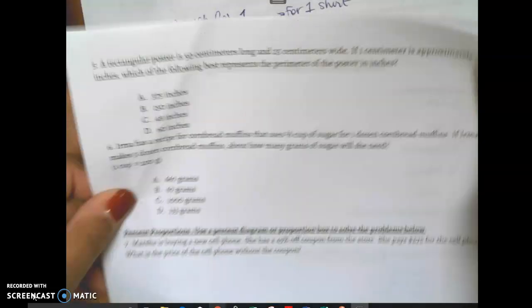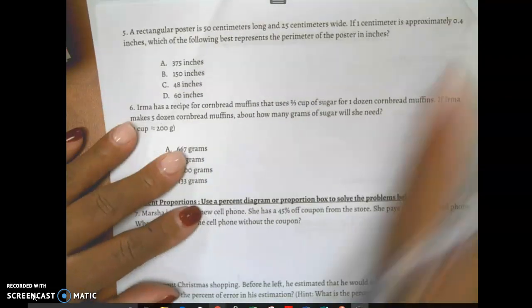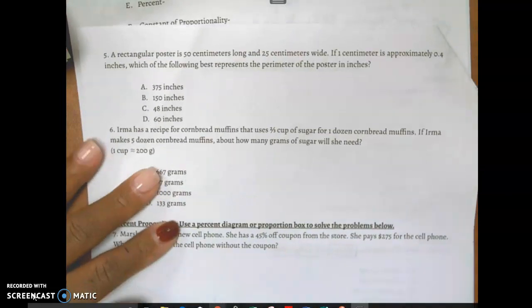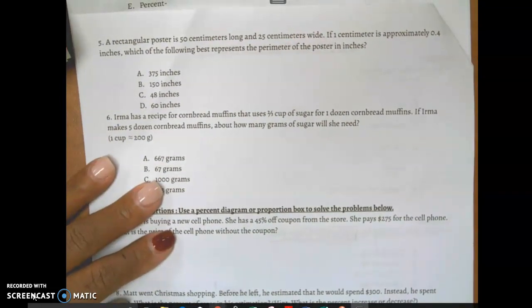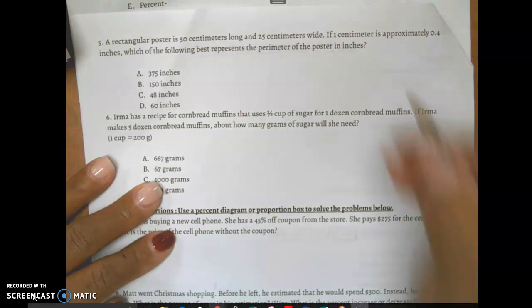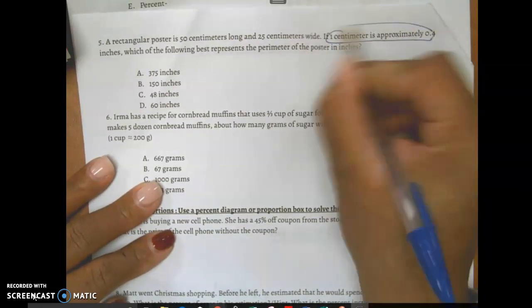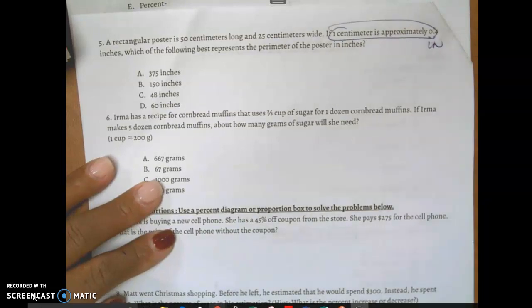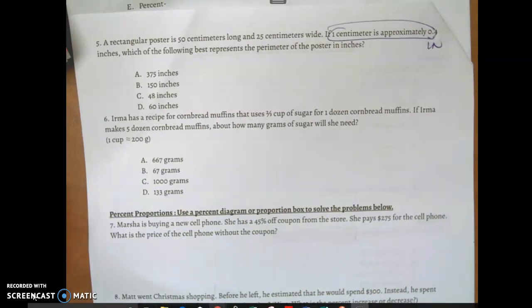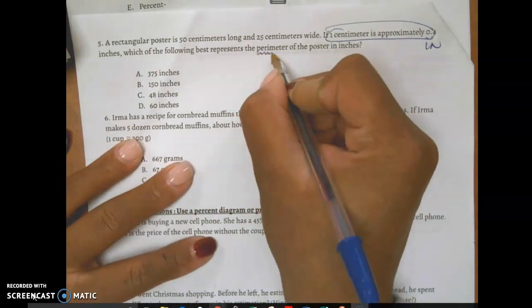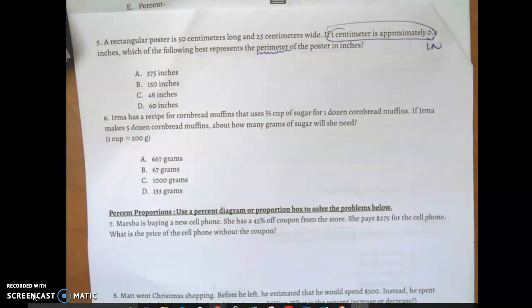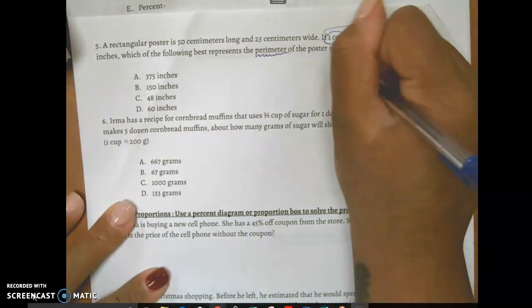Alright, a rectangular poster is 50 centimeters long and 25 centimeters wide. If 1 centimeter is approximately 4/10 of an inch, which of the following best represents the perimeter of the poster in inches? We haven't seen this since elementary school, Miss Starling.